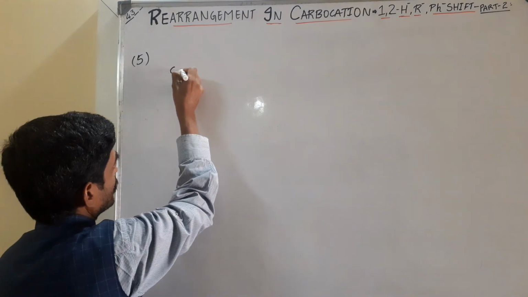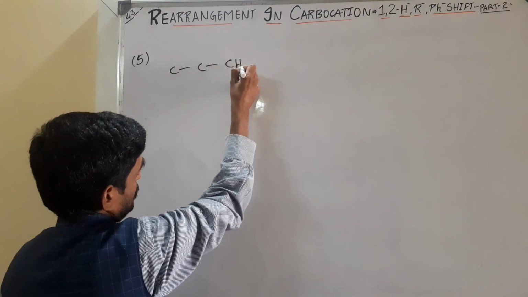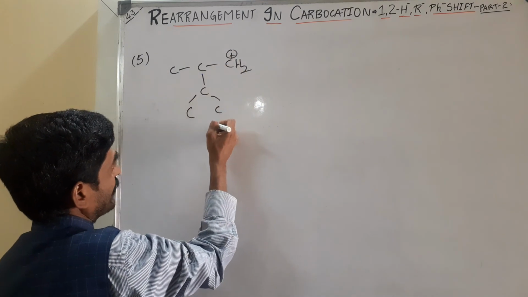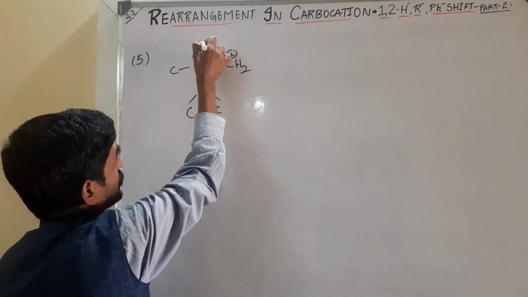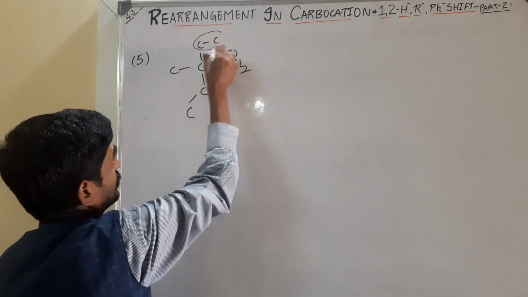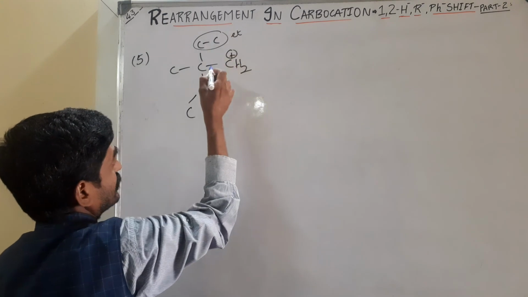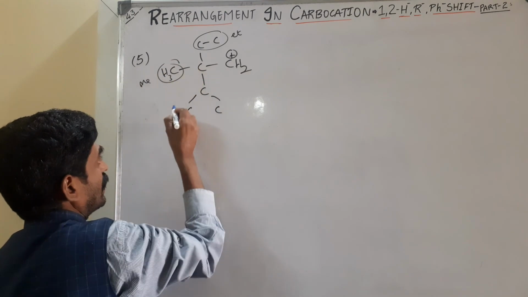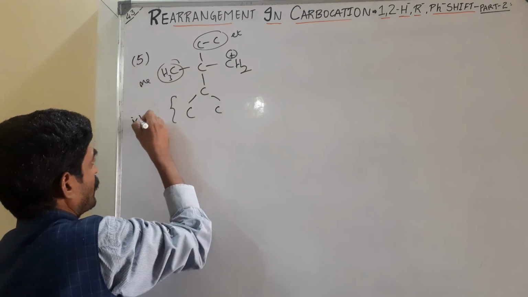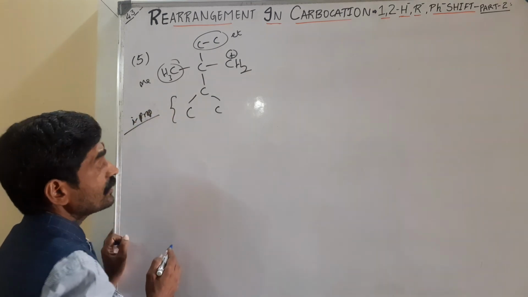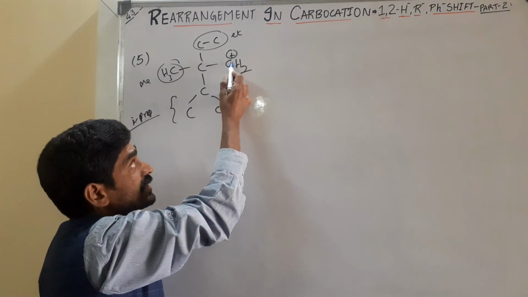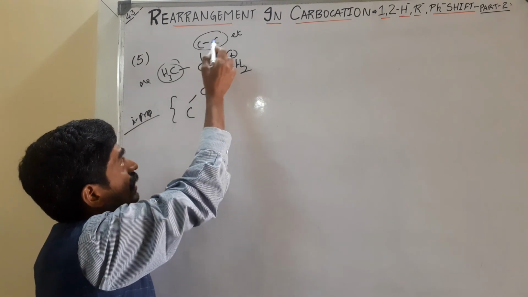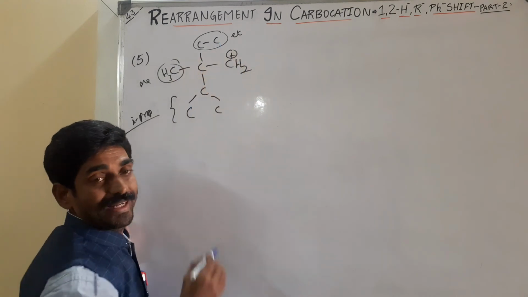We'll take one example here. CH3, CH2, CH2 plus. And here an isopropyl group is bonded, and here an ethyl group is bonded. This is an ethyl group, CH2, CH3, and this is a CH3, a methyl group, and this one is an isopropyl group. Now this carbon has a positive charge, it is unstable. Then the adjacent carbon has an ethyl group, a methyl group and an isopropyl group.